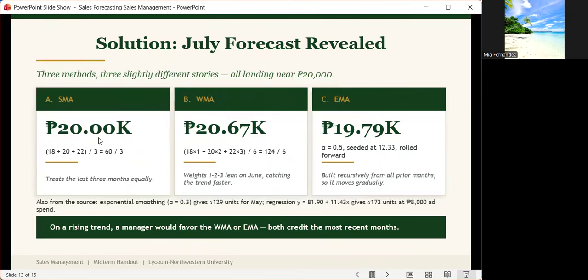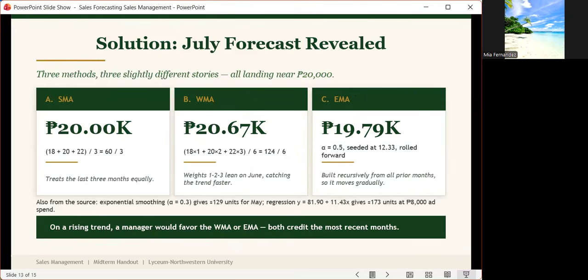So that is 20K. For WMA, you need to put weights like 1, 2, 3. So 18 times 1 plus 20 times 2 plus 22 times 3, divided by 6. 124 divided by 6 is 20.67K. For EMA, you have 0.5 smoothing and seeded at 12.33. So that's 19.79.